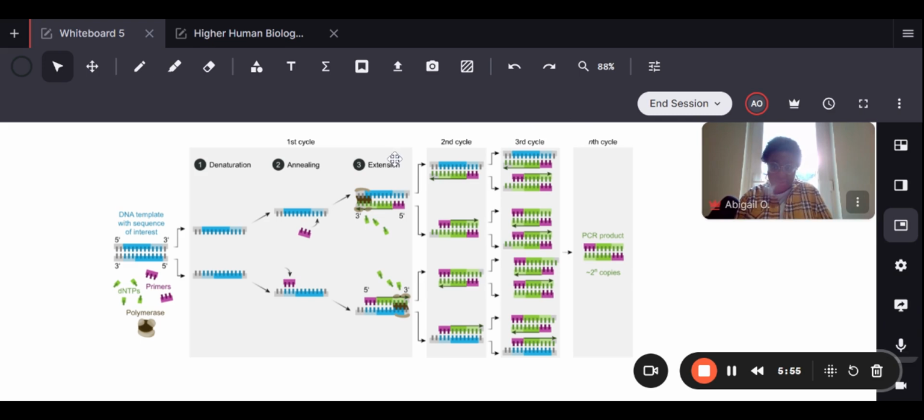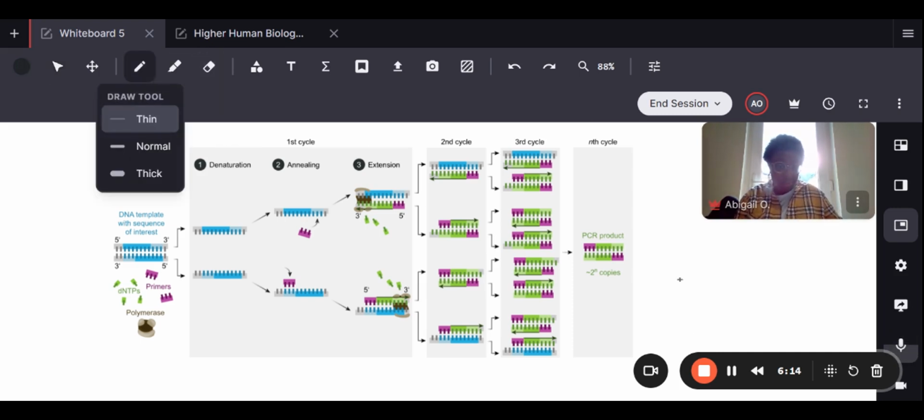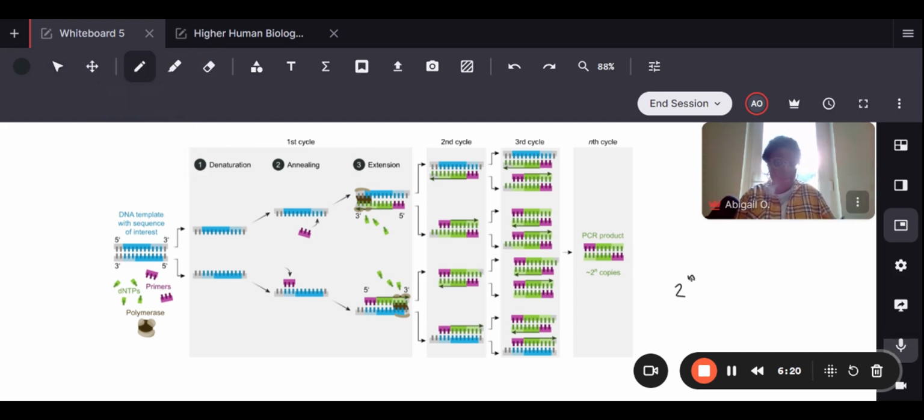So we can see that after the first cycle of PCR, we start with 1 piece of DNA and we end up with 2. After the second cycle, we end up with 4. After the third cycle, we end up with 8. 1, 2, 3, 4, 5, 6, 7, 8. So what that means is that there's a calculation we can use. The number of PCR copies we're going to get is 2 to the power n, where n is how many cycles we've done. So if we do 1 cycle of PCR, we're going to get 2 to the power of 1, which is 2 copies. If we do 3 cycles of PCR, we're going to do 2 to the power of 3, which gives us 8 copies.